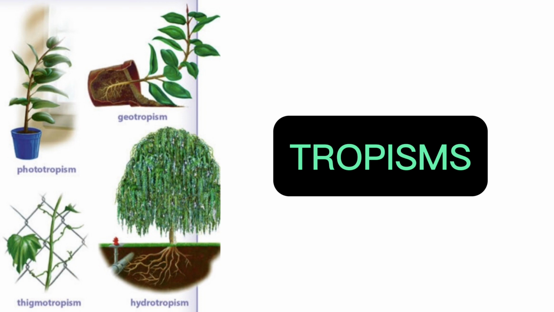Two types of geotropism can occur in the same plant. The roots grow downward toward Earth's gravity, positive geotropism, while the stem grows upward away from Earth's gravity, negative geotropism. Other tropisms in plants include chemotropisms, growing toward chemicals, hydrotropism, growing toward water, and thigmotropism, growing toward touch.